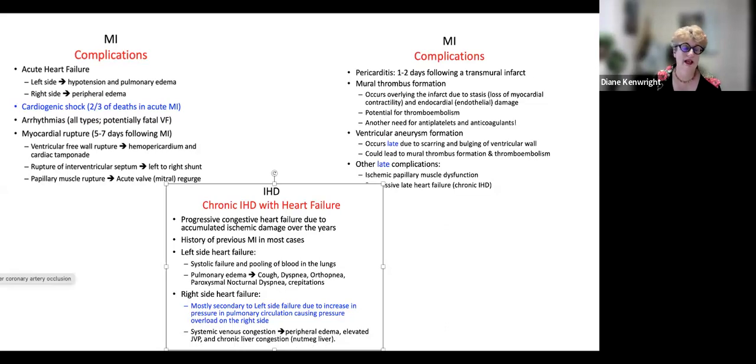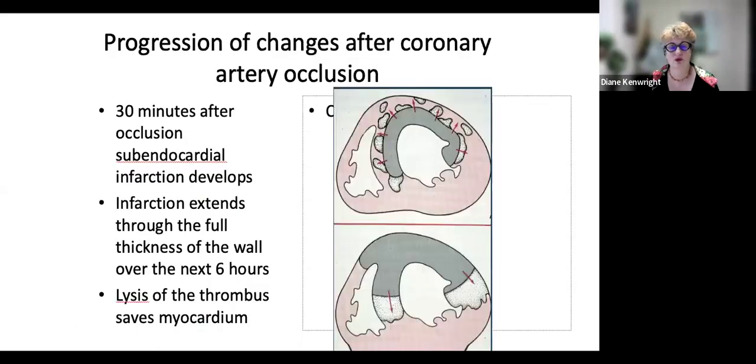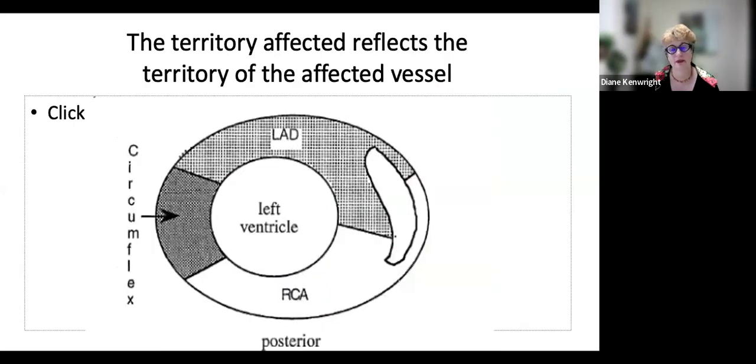So those were all slides from your year 2. I hope that you're remembering things a bit more. Let's go through some points again. 30 minutes after occlusion, there is subendocardial infarction with islands of cells in the penumbra. 6 hours to extend it through the full wall. So lysis of the thrombus saves myocardium.